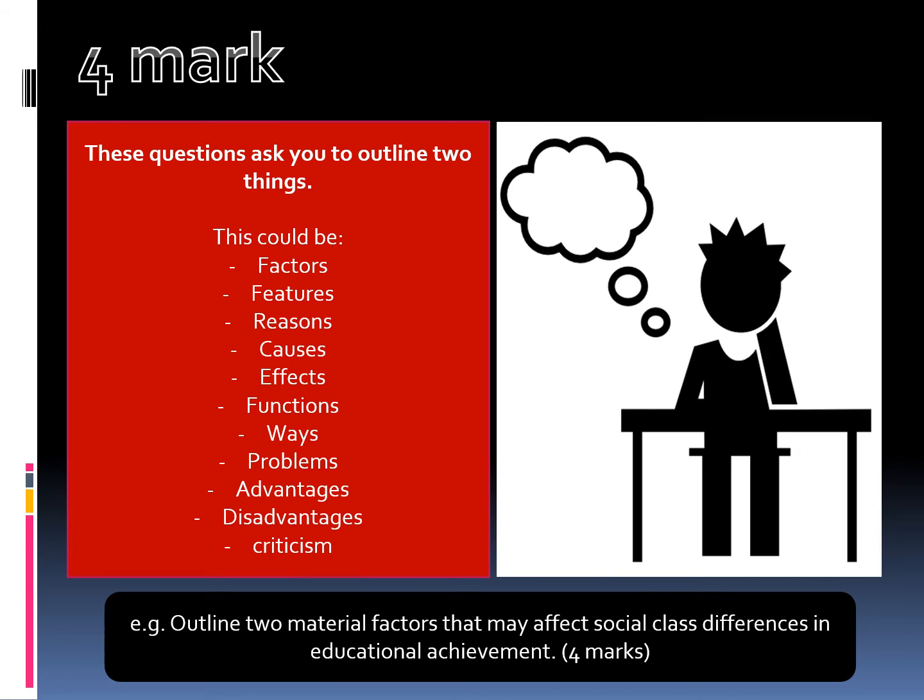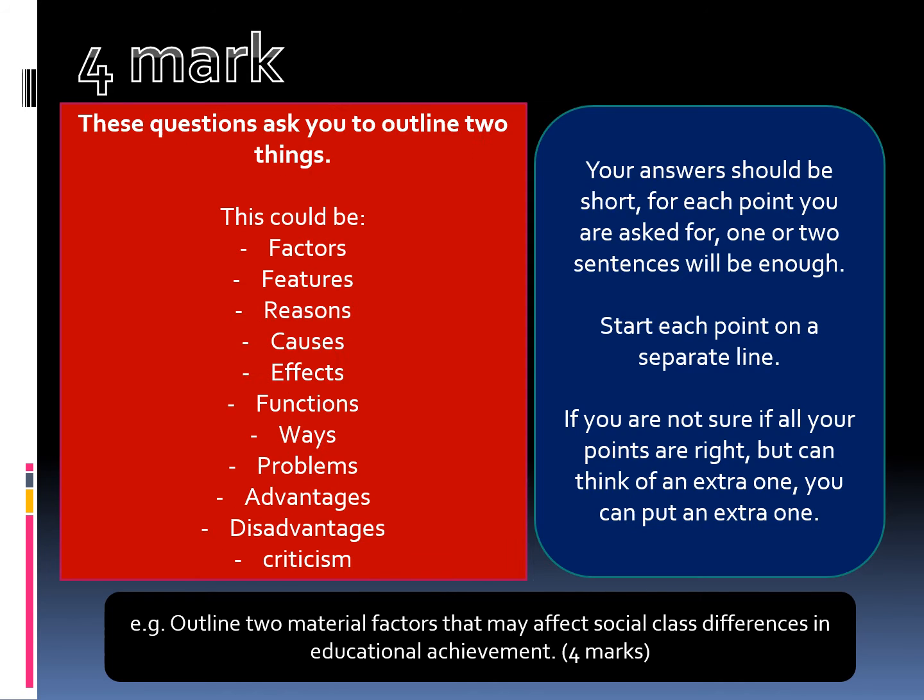For example, outline two material factors that may affect social class differences in educational achievement. Your answer should be short for each point that you're asked for. 1 or 2 sentences will be enough.